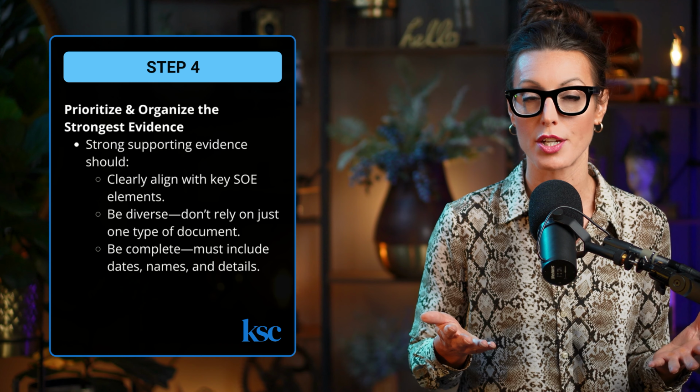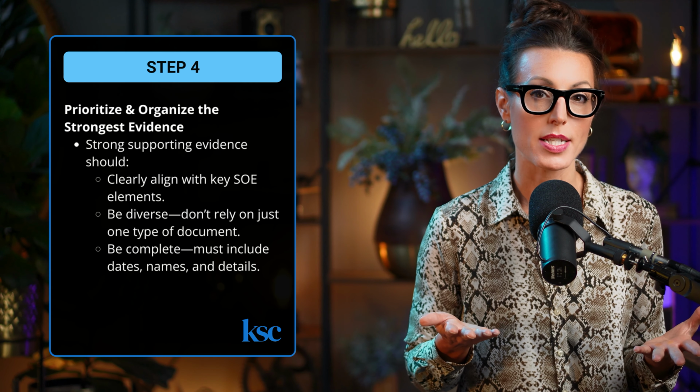Now that you've gathered up all of your potential supporting evidence, step 4 is about being selective. This is about choosing the strongest pieces of evidence or documentation that can best support your story. Since Magnet allows up to 5 pieces of evidence, you really want to be strategic here. Not all documents may carry the same weight. So it's really important to select evidence that makes the strongest possible case for your exemplar. And here are some recommendations for how to prioritize your evidence.